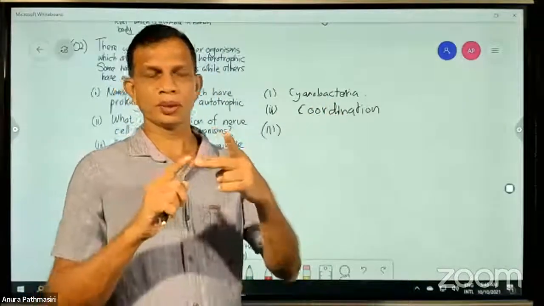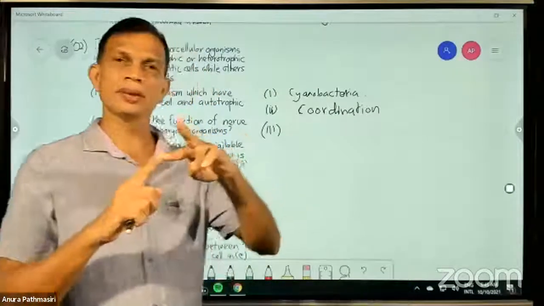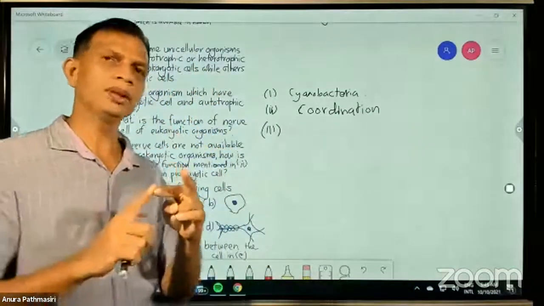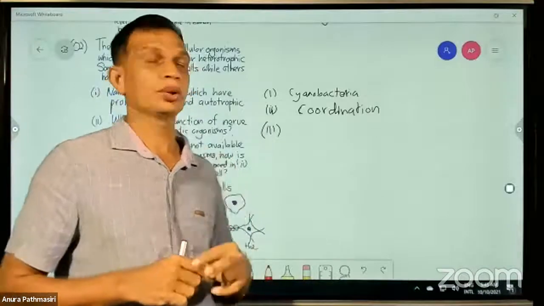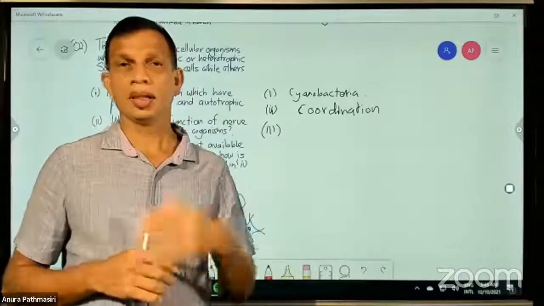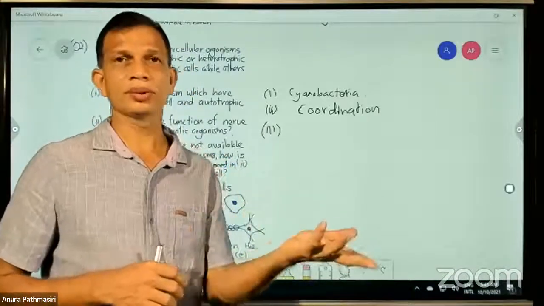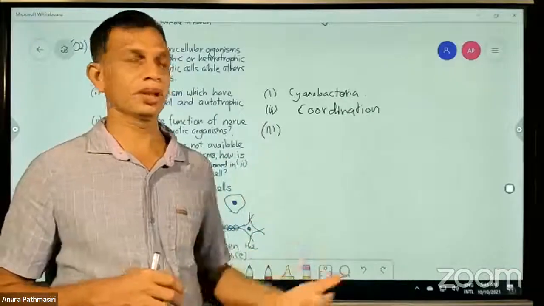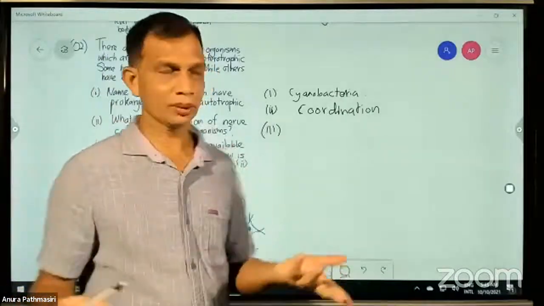So the coordination is done in two ways. One, by using the nerve cells. The other one is the chemical. The chemical will be hormones. So this bacteria will be synthesizing some hormone. So we don't want to write the hormone, we can write chemical coordination.